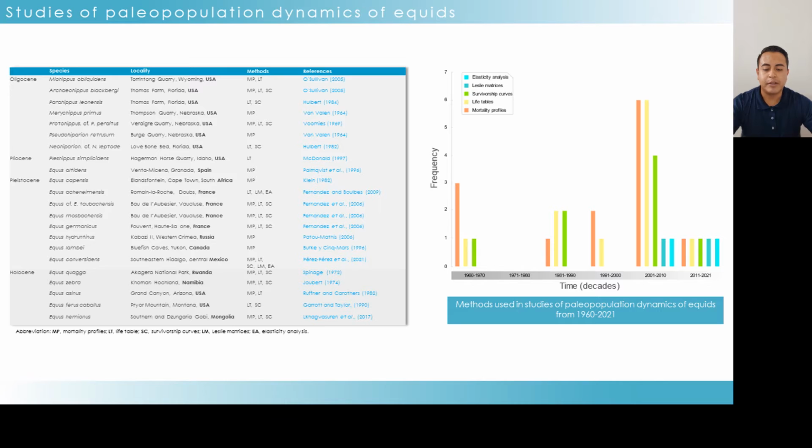Concerning the above, this study's objective was to analyze and compare the population dynamics of Equus conversidens, employing different methods to obtain information about the most sensitive parameters of the population and the primary factors involved in the mortality of Equus conversidens.